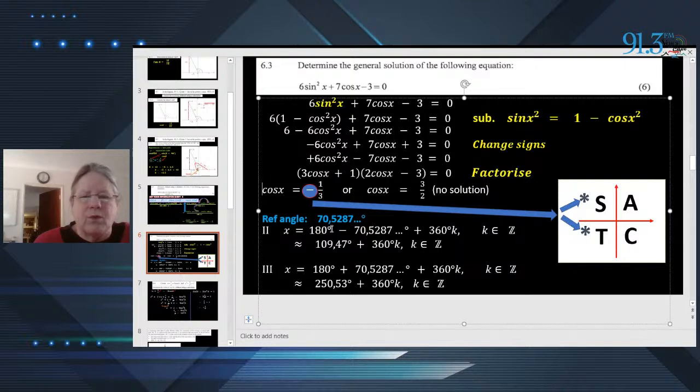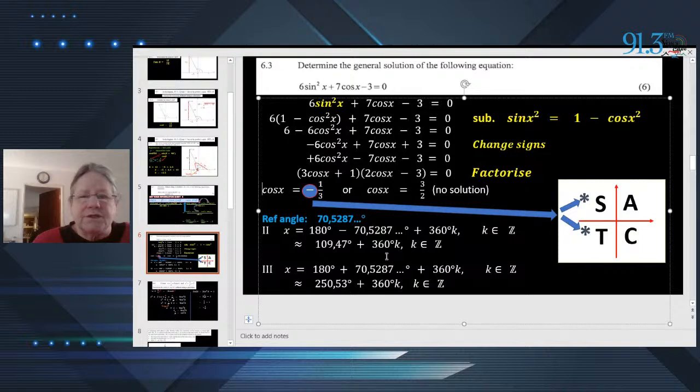Now we use our calculator and we say 180 minus the 70, and we'll end up, and it's an estimate, because we rounded, the rounded number is 109,47 plus 360k, k is an element of z. In the third quadrant, now we are over here on the white block, and that is your 180 plus. So we would do 180 plus the 70,5287 plus again 360k, k is an element of z, and we use our calculator and our answer rounded is 250,53 plus 360k, k is an element of z. How do we know 2 decimal places? In the front of your paper, it will say round everything to 2 decimal places unless stated differently. That's why we have to know rounding.